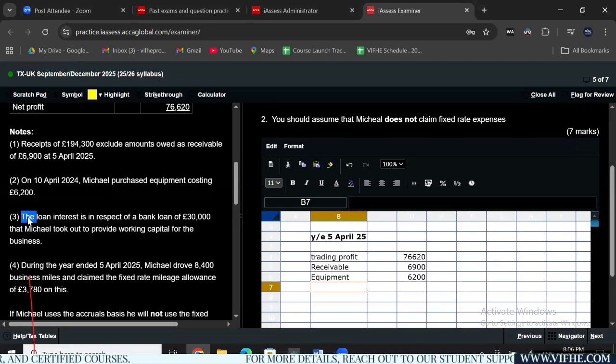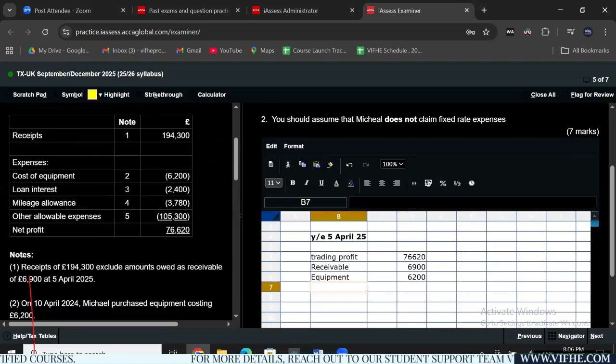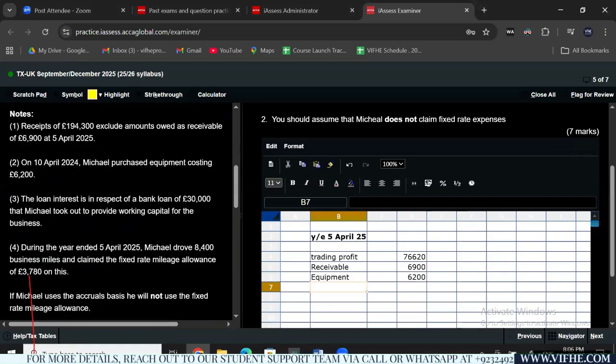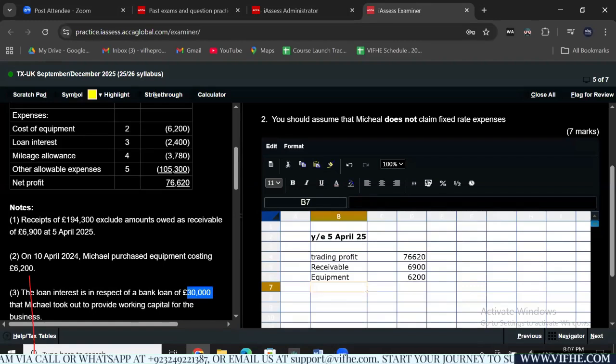Then the third point is £2,400, being the loan interest payment. It says that the loan interest is in respect of a bank loan of 30,000 that Michael took out to provide working capital for the business. So technically, Michael took out a loan for trading purposes. It's a trading loan, and this is the interest figure. So this is a revenue expense, a normal expense meant for business purposes. So this expense is totally allowed.